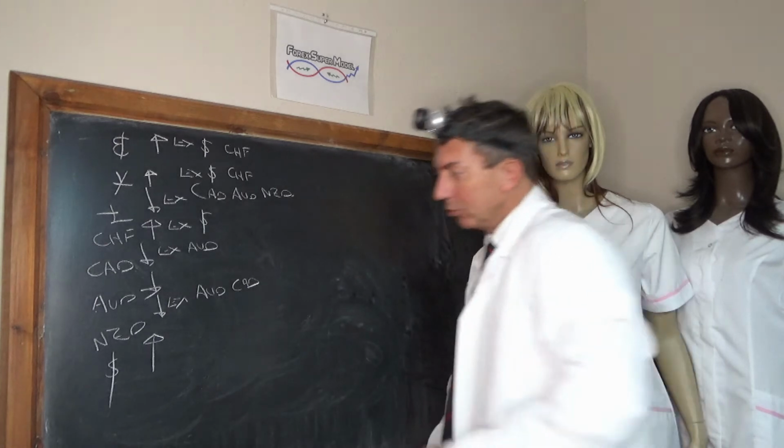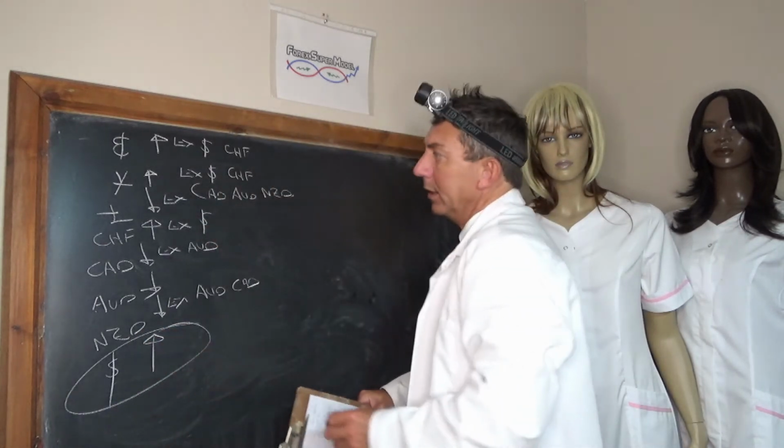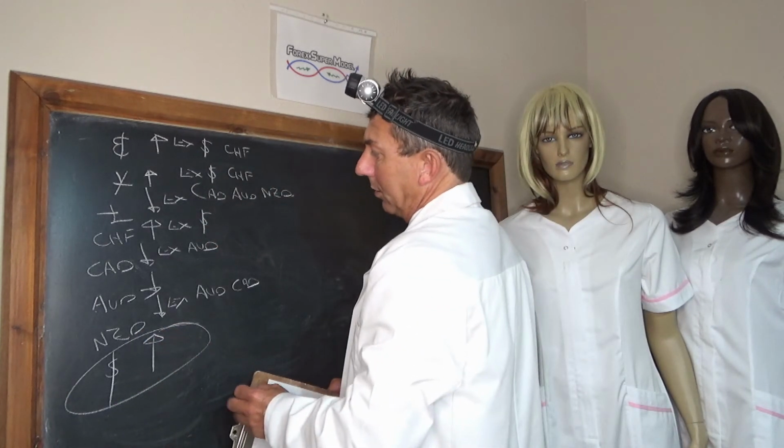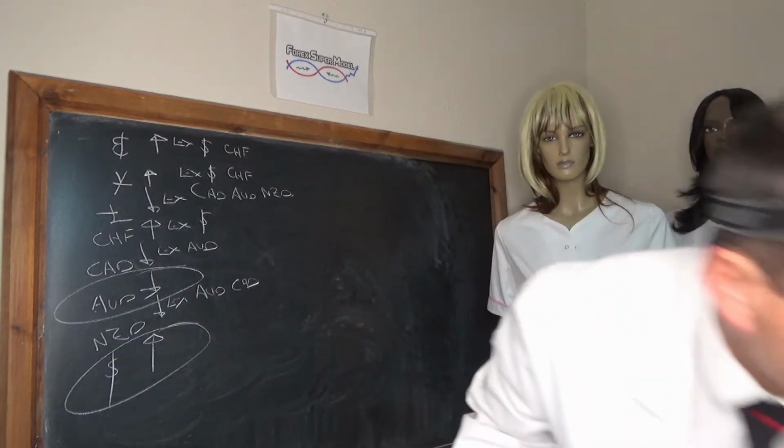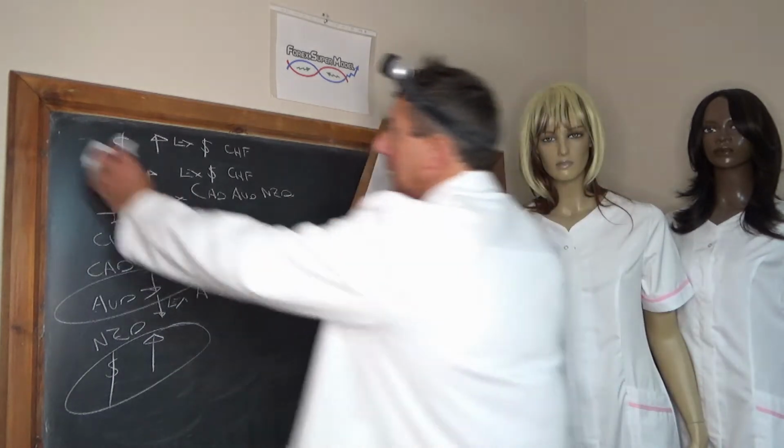So what have we got? We've got dollar strength in the Asian session, and AUD weakness. Right, so let's get rid of that and have a look at the asset classes.